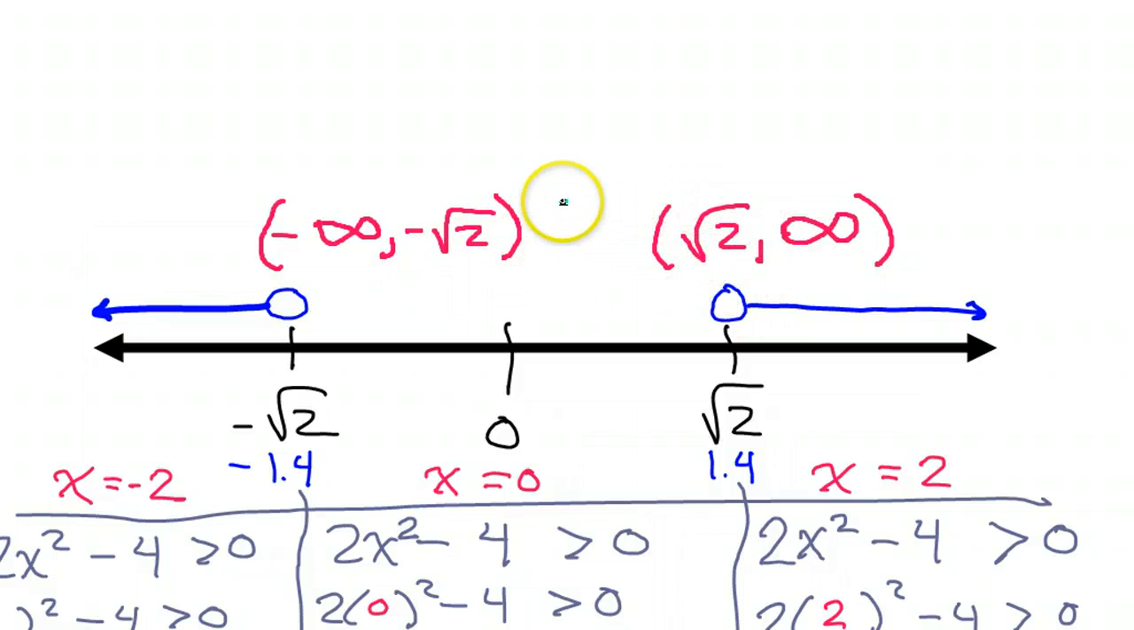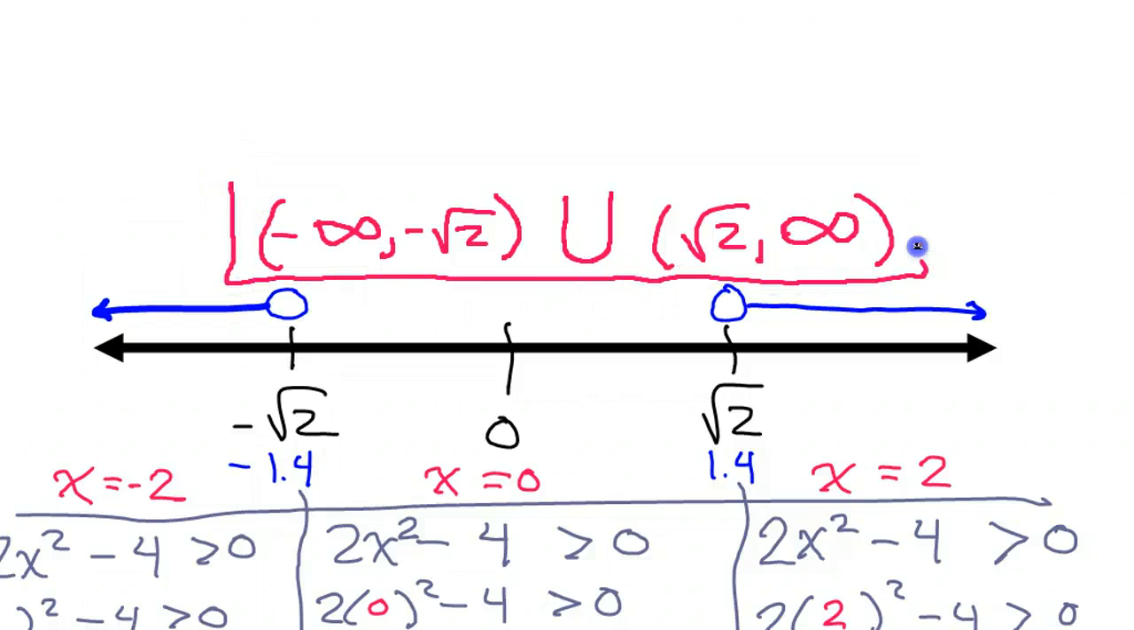And when you have the two parts like this, we connect them with the union symbol to show that they go together. It's not two separate answers. Together they make one solution set. All right, so that is how you would write the solution using interval notation.